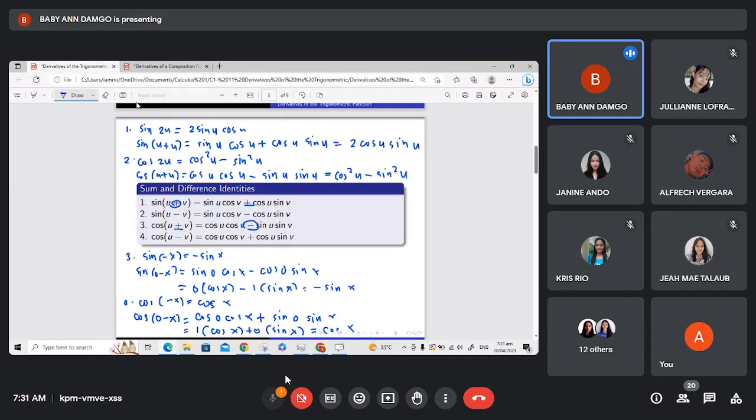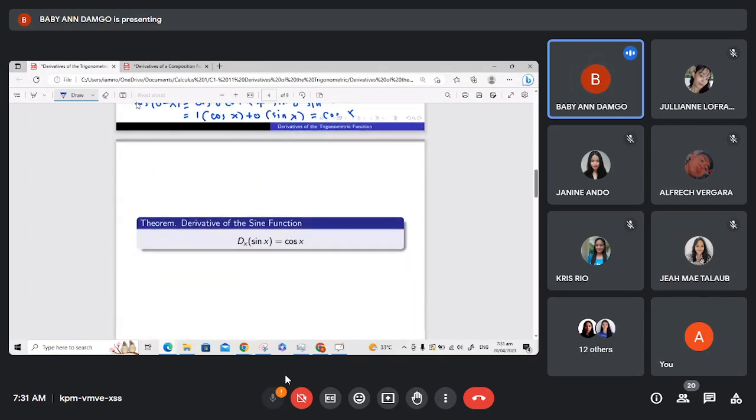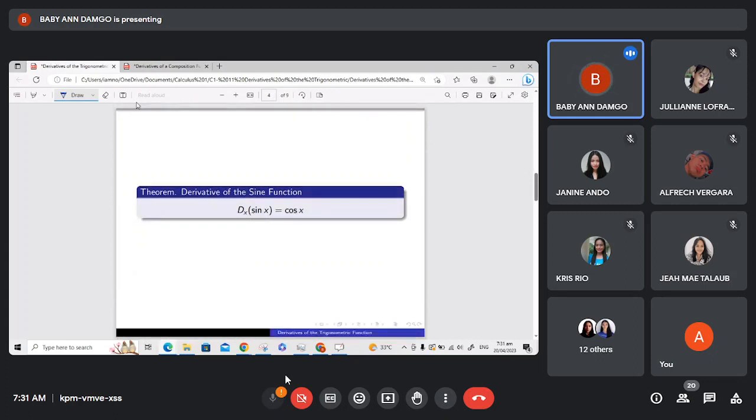Sige. So, mag-start na ta. So, this is our first topic for the derivative of the trigonometric function. So, the derivative of sine x is just equal to cosine x.